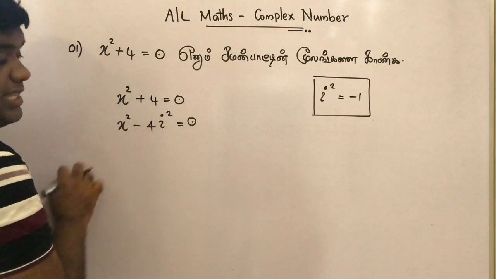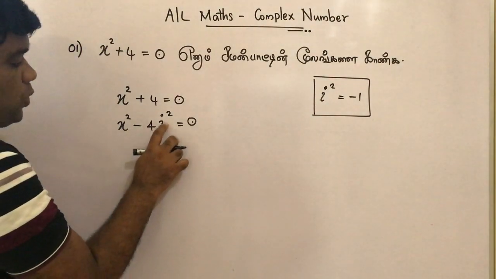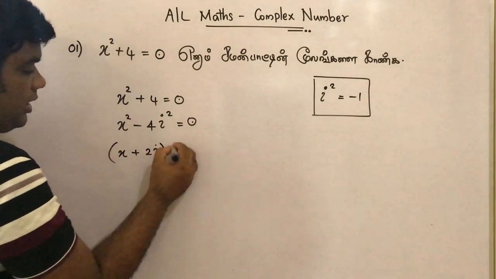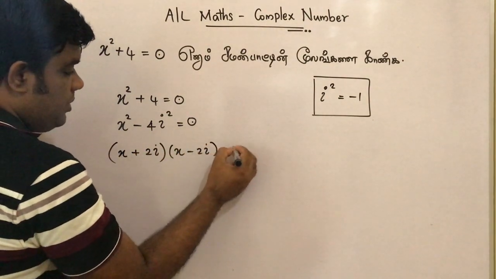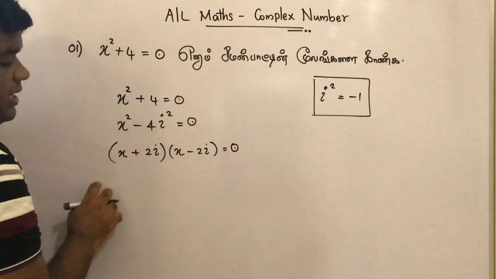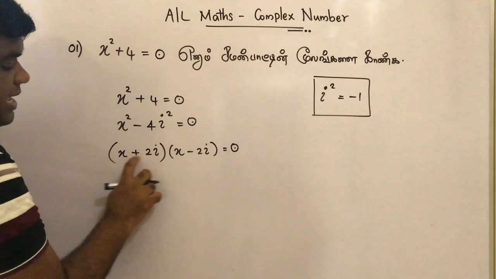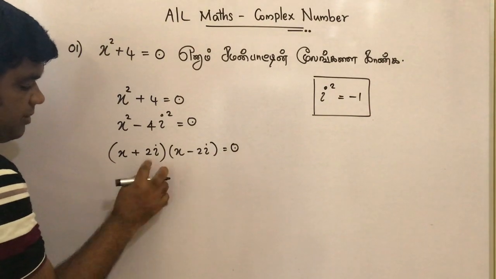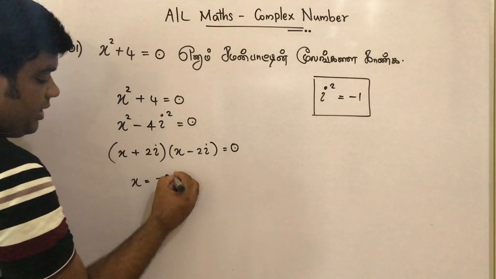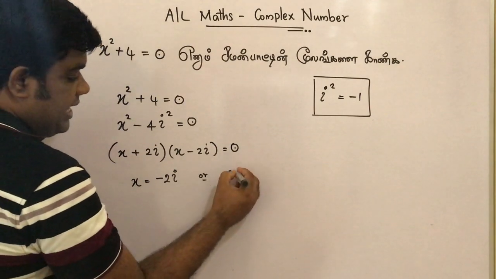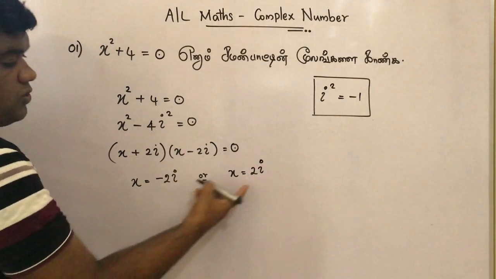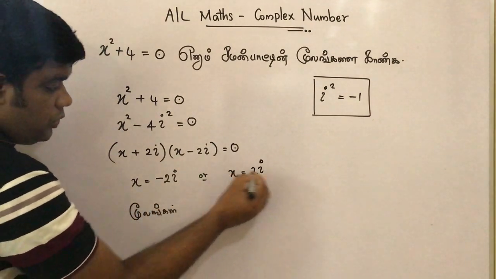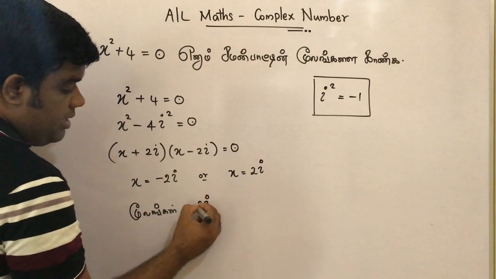So we can write it as (x plus 2i)(x minus 2i) is equal to 0. So x plus 2i is equal to 0, and x minus 2i is equal to 0. Therefore x is equal to minus 2i, and x is equal to 2i. So the roots are 2i and minus 2i.